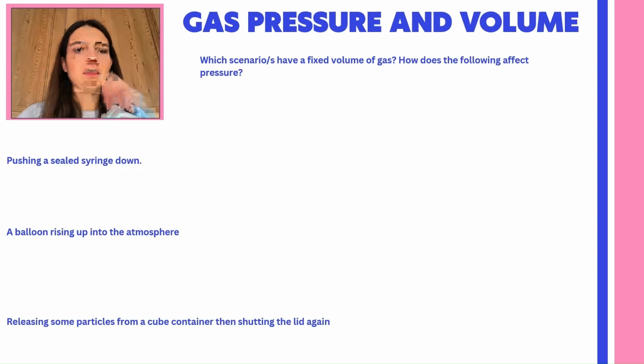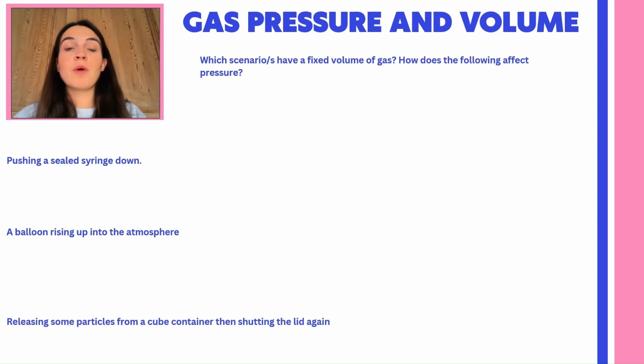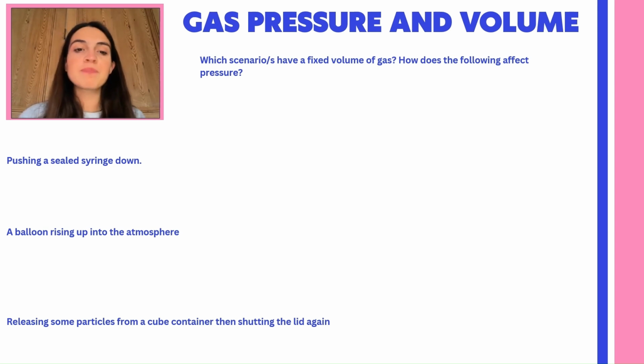Okay, so now we're on to gas pressure and how it's affected by volume. So which scenarios have a fixed volume of gas, and how do the following things affect the pressure in the gas? So the first one, you have a sealed syringe and you're pushing it down. So by a sealed syringe, that would mean that one end was the plunger where you push it and the other end is closed or sealed shut, so no air can escape basically your syringe.